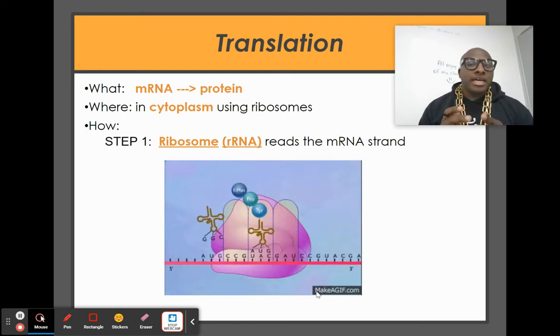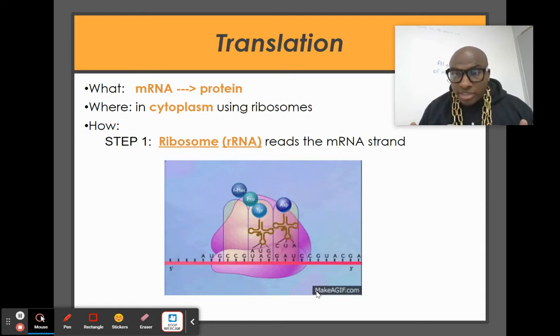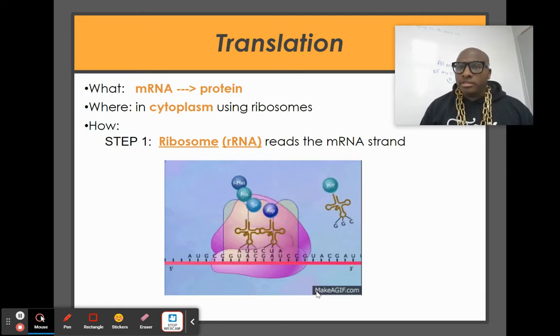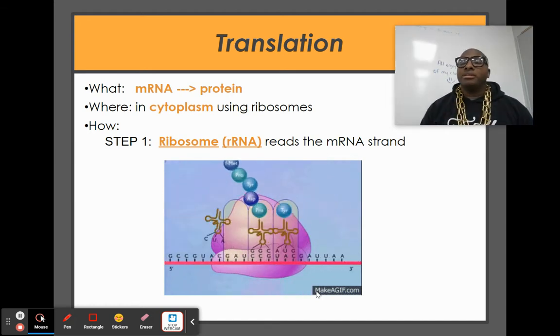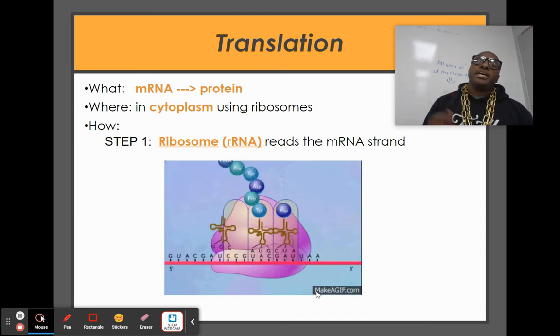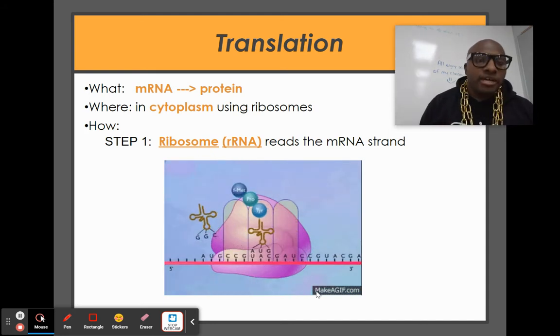Now, this is not happening in the nucleus. You know why? Because DNA can't leave the nucleus, which is why we have to create the mRNA. This is actually taking place in the cytoplasm. To be more specific, it's happening inside of ribosomes that are free floating around in the cytoplasm.